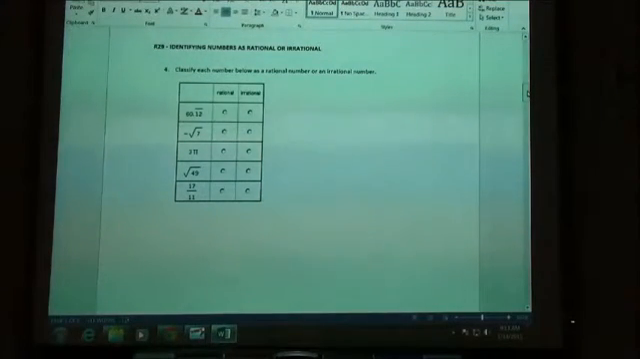Irrational numbers are technically non-terminating, non-repeating decimals. What I mean by that is if you would grab your calculator and put in the square root of 7 and hit equals, what shows up on your calculator screen? 2.64... keeps going and going and going. It never ends and it never repeats.